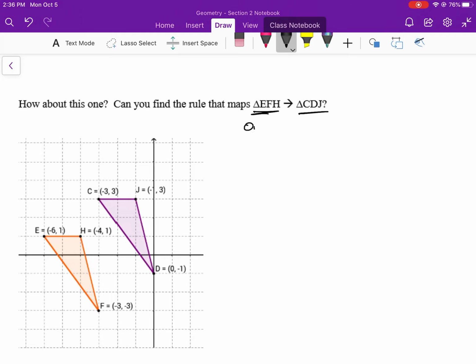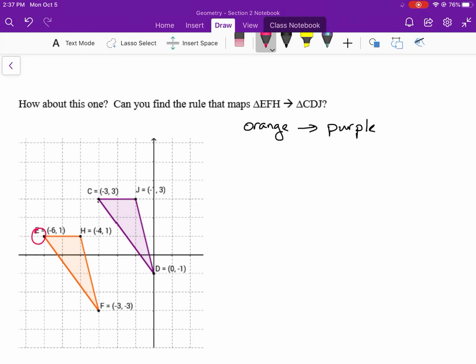All right, this one, I'm going from EFH to CDJ. EFH, that looks like the orange one, and the orange one is going to the, what is that, purple? So count the boxes again. Pick any point. We can pick, oh, and notice E has to match up with C, F has to match up with D, and H has to match up with J.